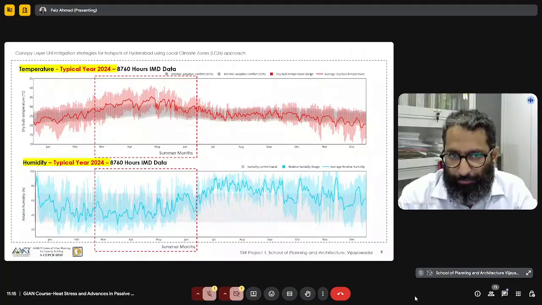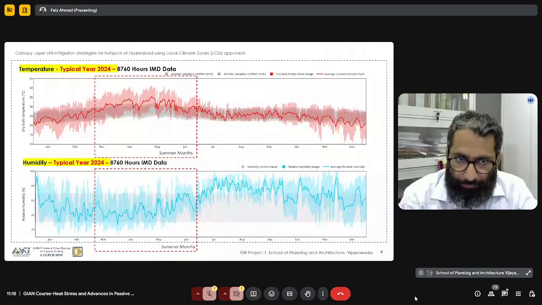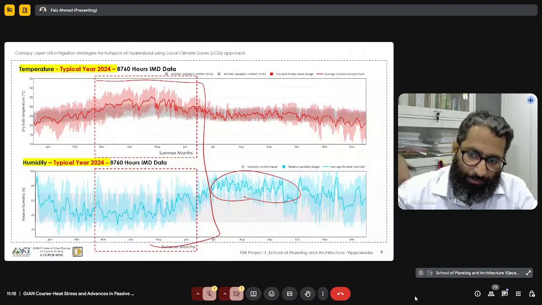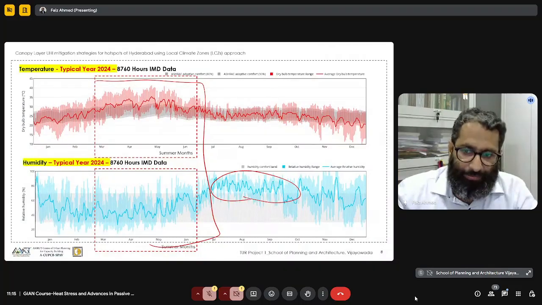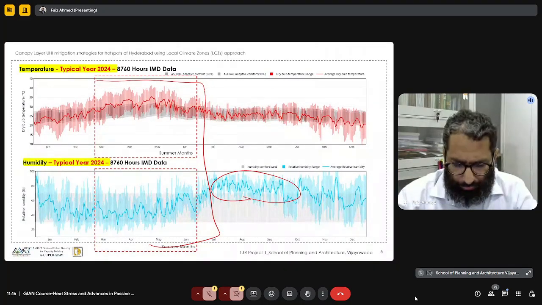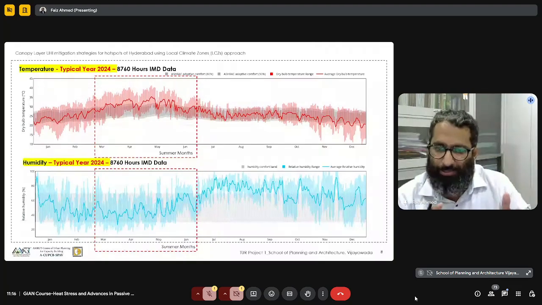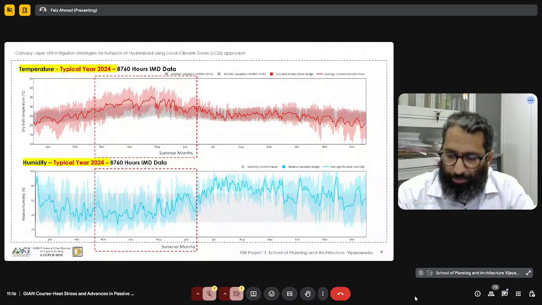So this is something that we have to look into. It's not only about the temperature, we should also look at how the humidity plays out. And this is only with respect to summer time. But at other times, there are cases where the humidity rises to 80, 85, 90 percent. So we are trying to discuss more on how we address the issue of heat during the summer months.